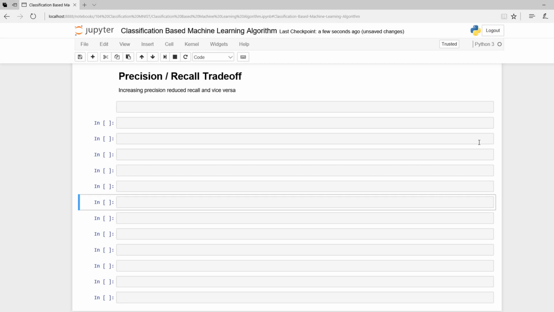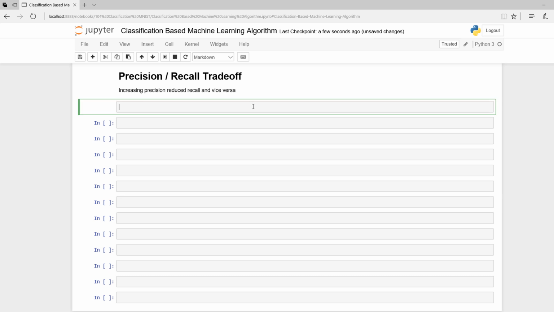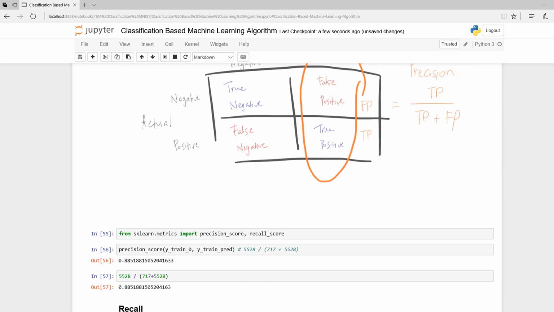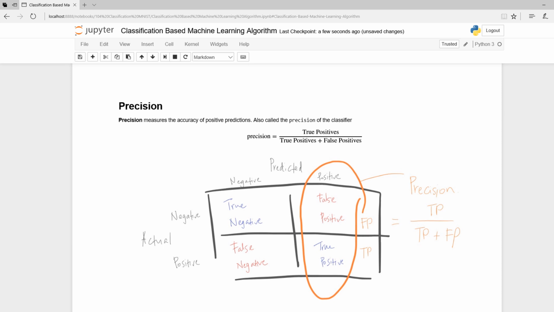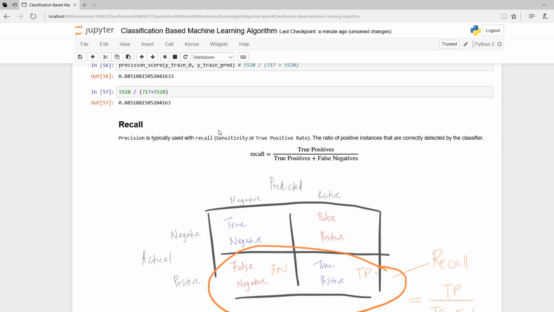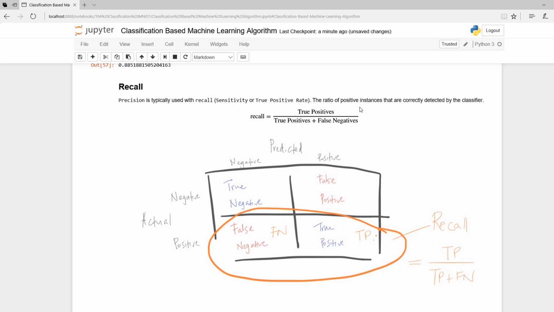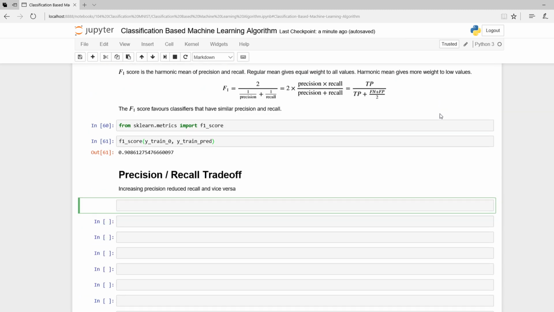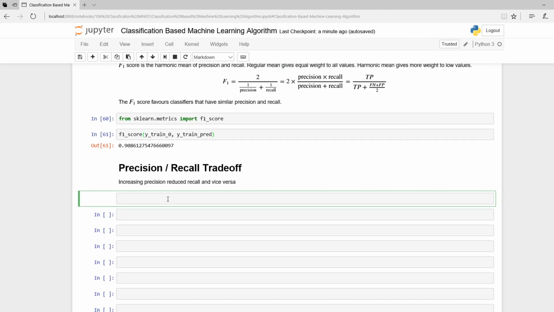Upfront, I just want to tell you that when you try to increase precision, it will reduce recall and vice versa. It pays to remember the concepts that we are talking about here. Precision is how accurate your classifier is in its positive predictions. So precision measures the accuracy of positive predictions. Recall, on the other hand, measures the rate of positive instances that are correctly detected by the classifier. So increasing one will be at the expense of the other.